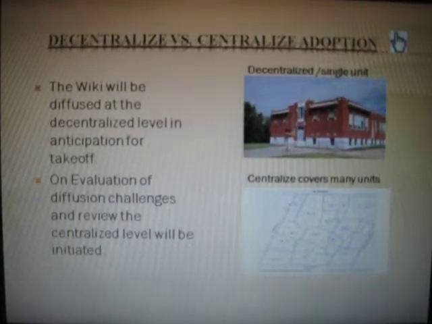Wiki diffusion is better managed on a phase basis. It is therefore critical to diffuse on a phase basis with very close supervision and control in order to reach critical mass. The wiki will be diffused at the decentralized level in anticipation for takeoff at the centralized level.